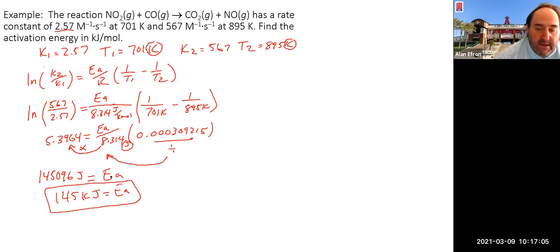Any questions on that calculation, where any of the numbers came from or anything like that? Again, we see that our activation energy is a positive number here, which is what we would expect it to be in this particular case. Any questions on that example? Okay, so let's take a look at another one here and see what you come up with.